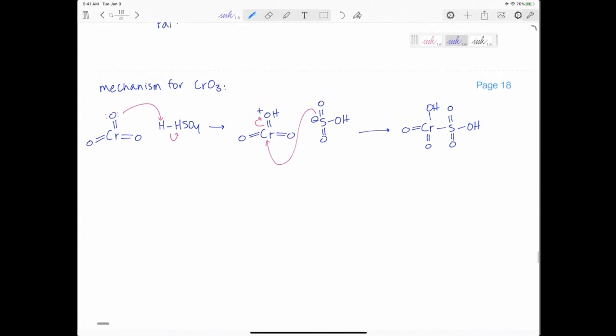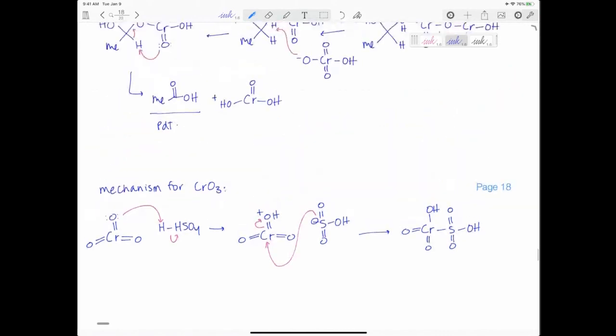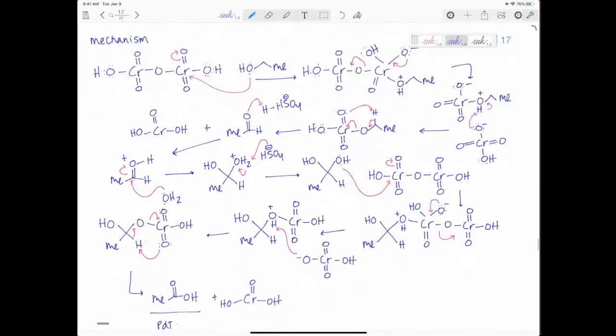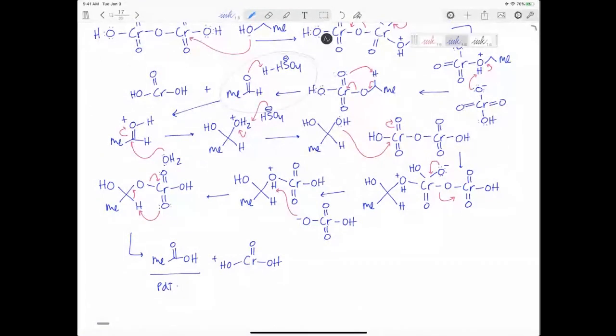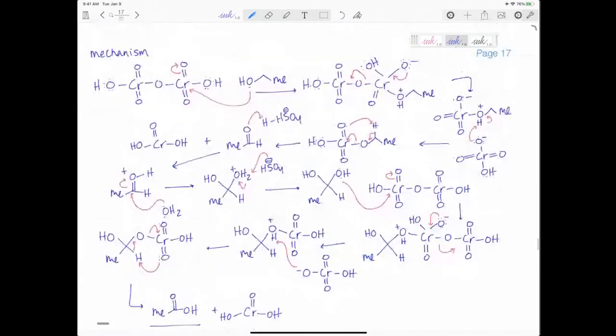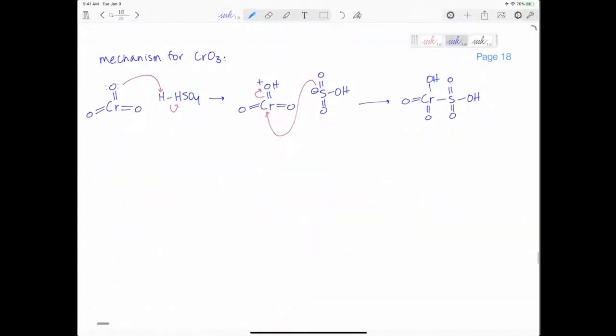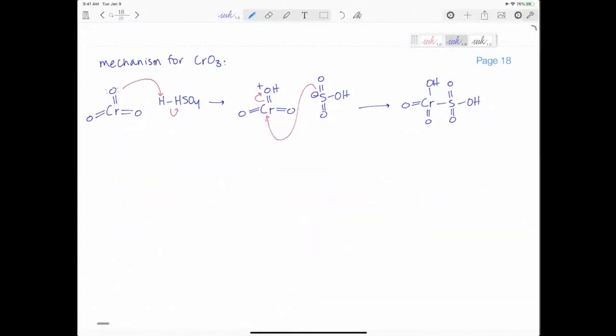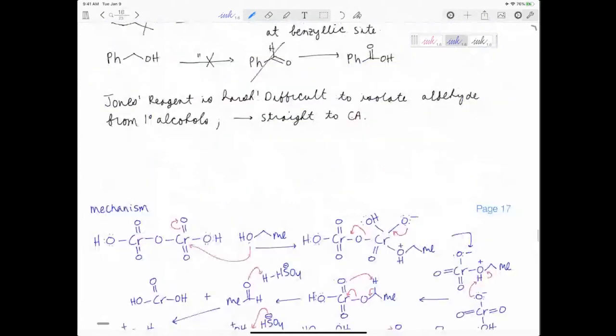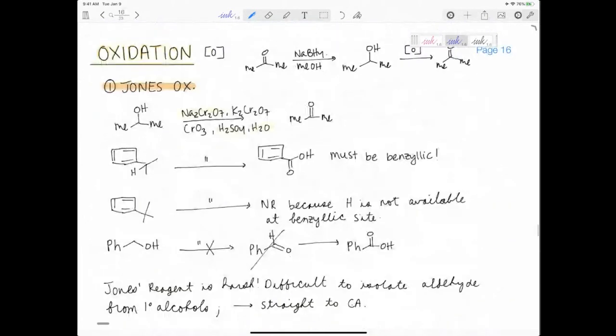If they ask this on the exam, I honestly doubt they would, but if they did, they might ask you to draw it from the aldehyde or to the aldehyde. I don't think they're going to ask you to draw the entire mechanism out because, as you can see, it's really long. But it's good to know just in case. So this mechanism is for oxidation using Jones reagent. Okay, everything I've been talking about so far is still on Jones reagent.